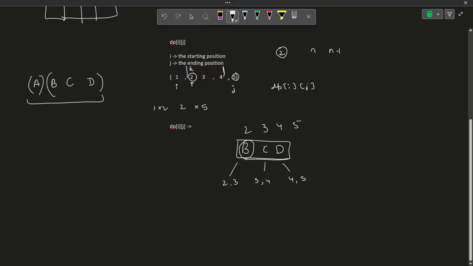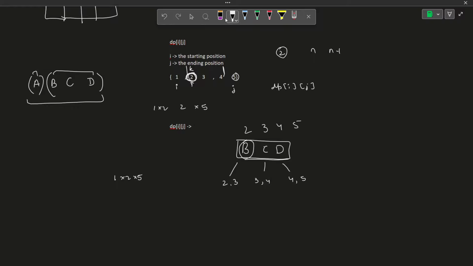So basically what I am saying is, if I put a division here, or if I take the last multiplication at this particular point, my total number of operations will be 1 into 2 into 5, right? This is the last operation that I conducted, assuming that BCD was together and A was together, right?